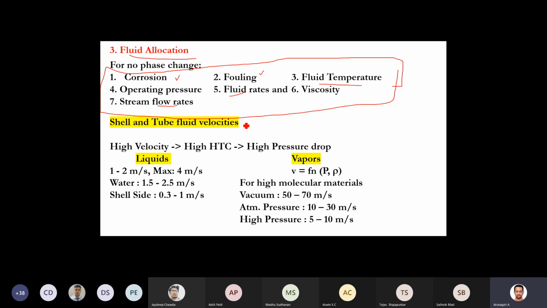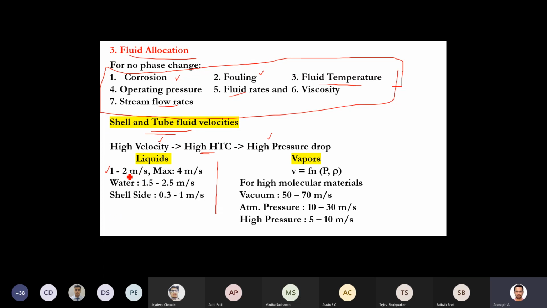Then other important factors that you have to consider are shell and tube fluid velocities. Normally, if velocity is more, your heat transfer coefficient increases, and the pressure drop will also increase. So we have some thumb rules to select the liquid velocity. If you allocate a highly viscous fluid in tube side, it will not reach the required velocity, because you have more resistance to flow. The velocity will be on the lower side. So normally these highly viscous fluids will be allocated in shell side.